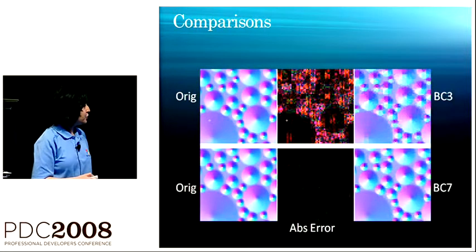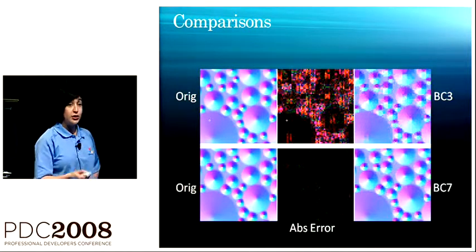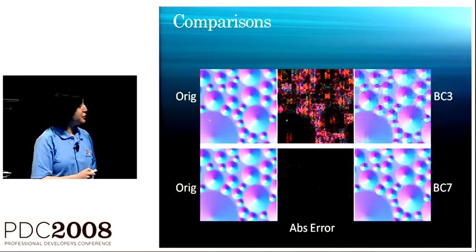This is another example. These are normal maps. Again, the BC3 image just looks chunkier and blockier, and you can certainly see that in the absolute error image in the center.